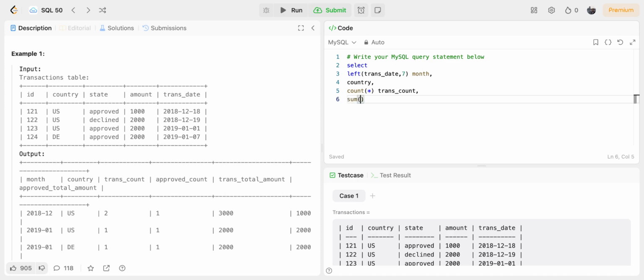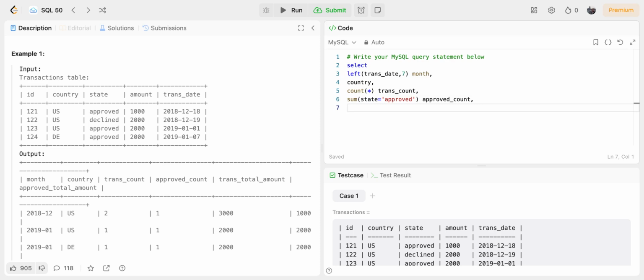I will say sum where state equals approved, and call this approved count. So it's only counting the approved one. So it's counting how many times the state was approved. So we want to see, like, think about it in real life. Sometimes you make a transaction and it's not approved, it's declined. Sometimes it's approved. So that kind of an idea.